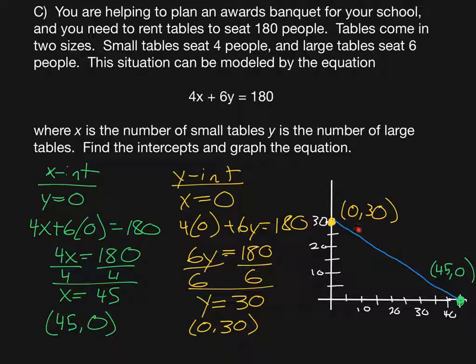And then there's other points on this graph. Every other point on this graph represents a combination of small and large tables that would fit this equation and fit this entire situation. All right, we'll take a look at these a little more in depth tomorrow.